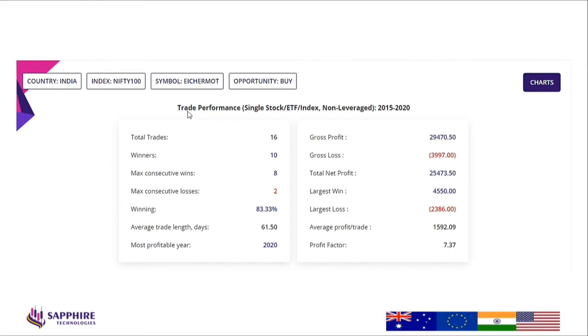And the other key interesting information is on the right, which is gross profit, which is 29,470 rupees 50 paise, which means that if we had bought one stock in each of those 16 opportunities over a period of time from 2015 to 2020, then your gross profit would have been 29,470 rupees 50 paise. And in those, there were two losses. The loss would have been 3,997 rupees, making a total profit of 25,473 rupees 50 paise. The largest win being 4,550 rupees, and so on and so forth. So this is the top of the detailed report.